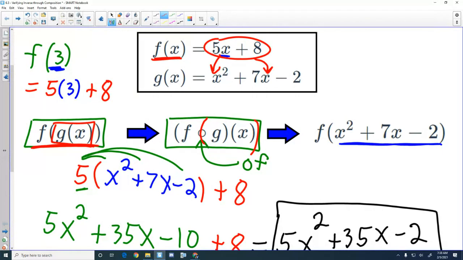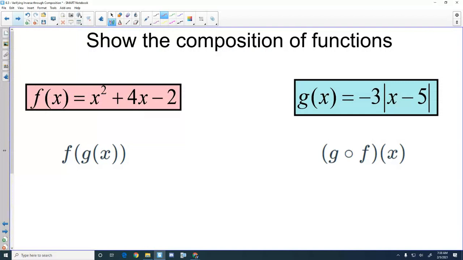All right, let's try this composition. So go ahead and write down these 2 functions, f of x and g of x. And so we've got the labels, and that's all the f and the g are there to represent. It's just naming the 2 functions, right? Just so you can identify them separately. F of x is x squared plus 4x minus 2. G of x is negative 3 times the absolute value of x minus 5.